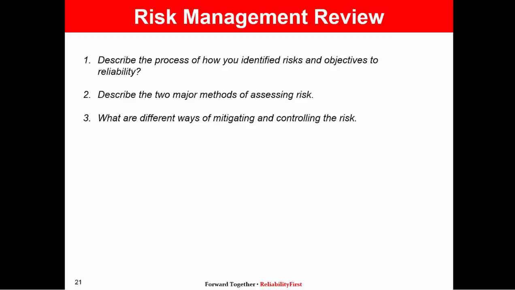Okay, well, we're back, and the first question was to describe the process of how you would identify risks and objectives to reliability. The answer to this question is risk to reliability may be identified by interviewing business unit personnel, conducting workshops to form analysis, or possibly other ways to get a group of people together and come to a consensus to identify those specific risk objectives to reliability.